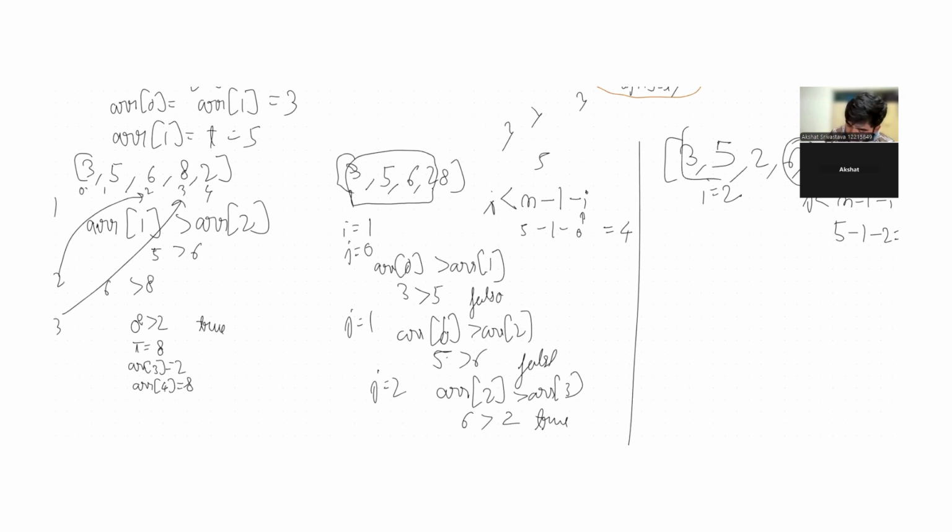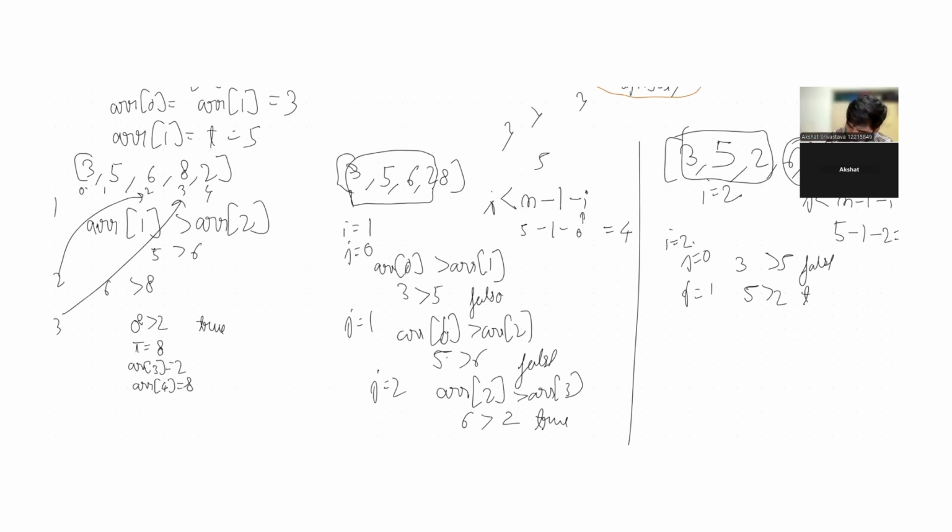Now for i equals 2, j equals 0: is 3 greater than 5? False. j equals 1: is 5 greater than 2? Yes, that is true. So we will do the swap, and now our array will look like 3, 2, 5, 6, and 8.